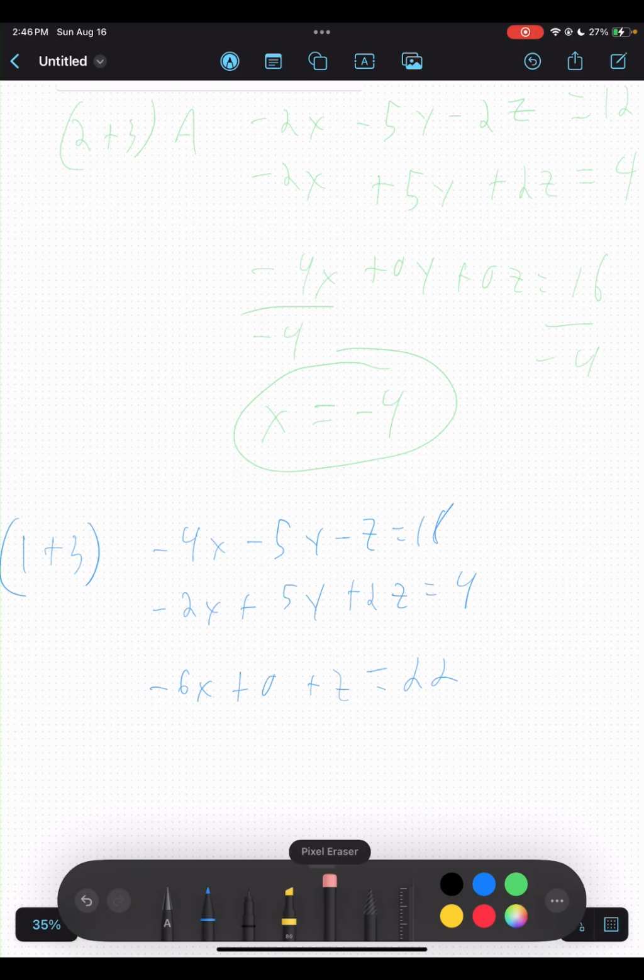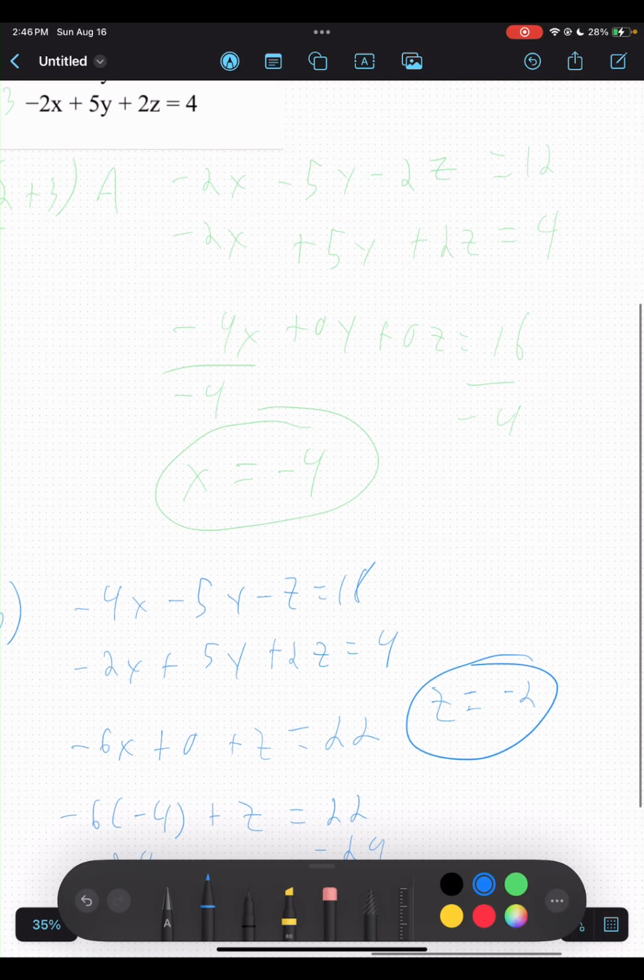Now, we know what x is. X is negative 4. So negative 6 times negative 4 plus 0 plus z equals 22. Negative 6 times negative 4 is going to be positive 24. And then to get z by itself, we subtract 24 from both sides. So we get z equals 22 minus 24, which is negative 2.